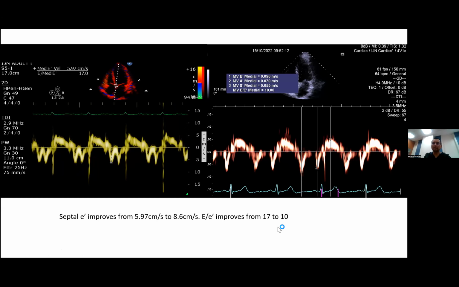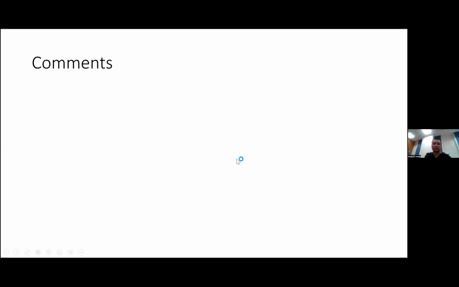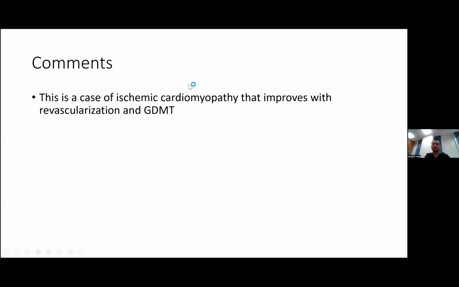So you expect that the reason the patient has shortness of breath in any cardiac cause is because LA pressure is elevated. So once you are able to improve the LA pressure, the shortness of breath will actually improve as well. And you can see that the lateral E prime has improved a lot from 4.29 centimeter per second to 9.1 centimeter per second. And you can see that E over E prime lateral has improved from 19.8 to 9.4. Okay. So what is the comment for this patient?